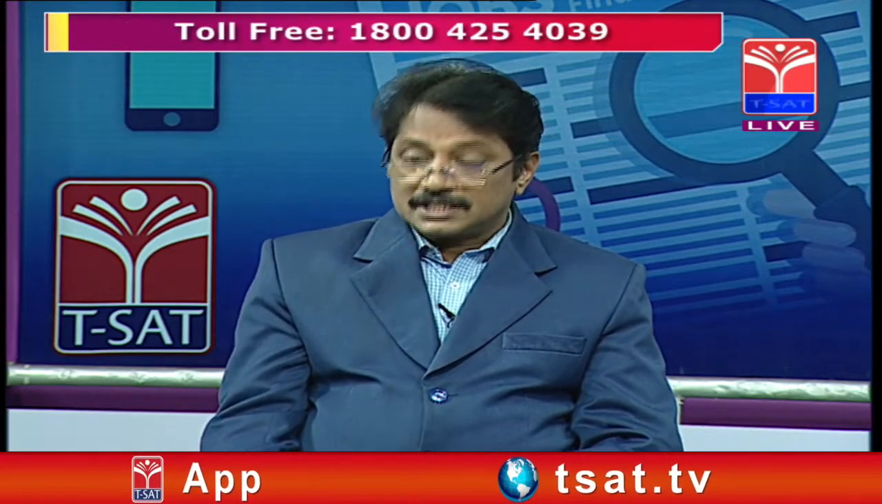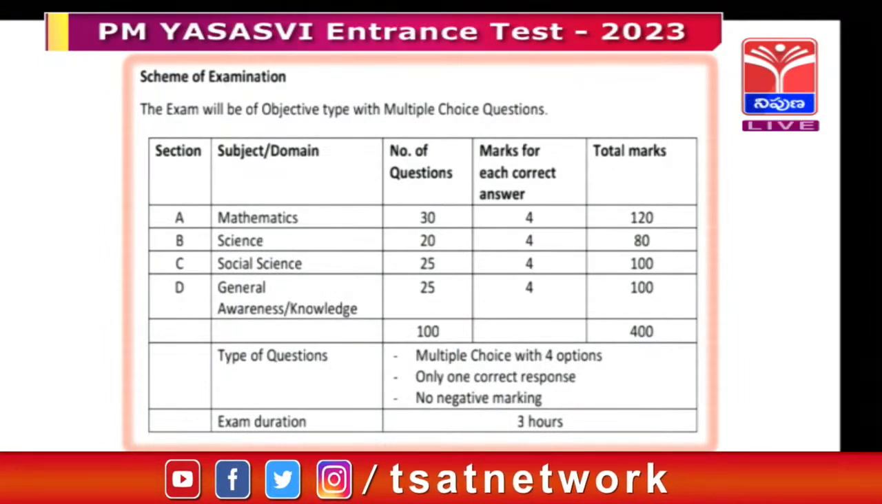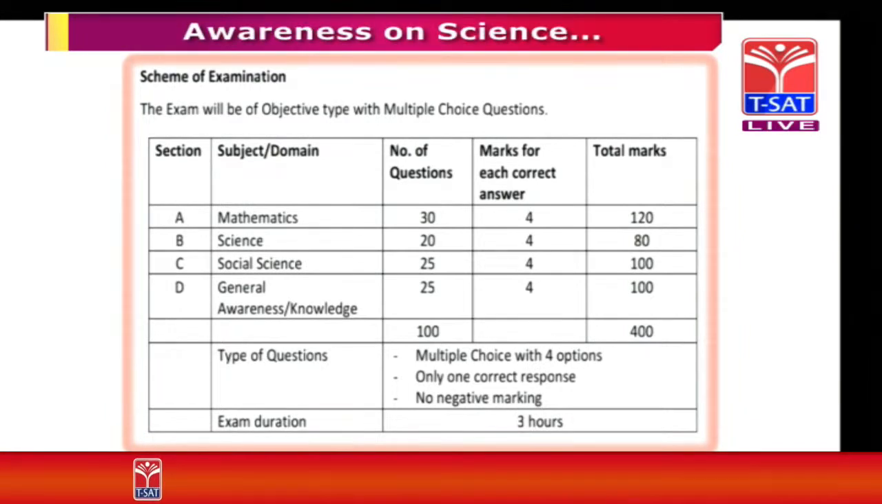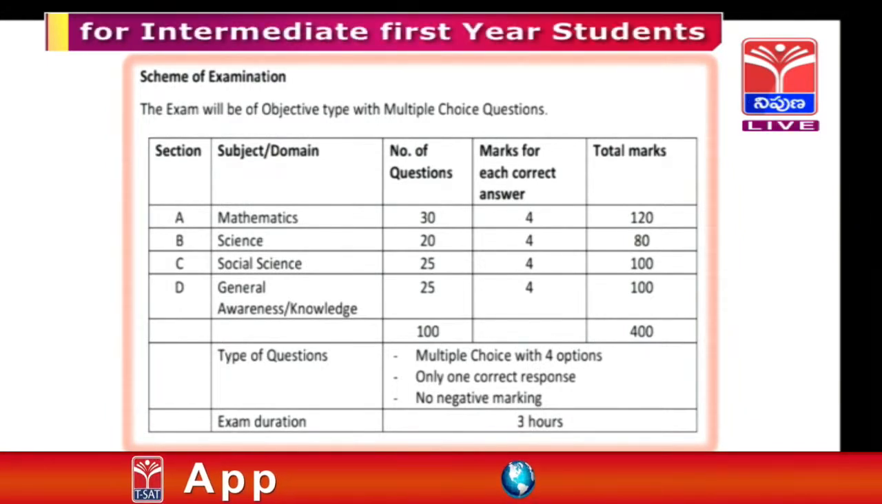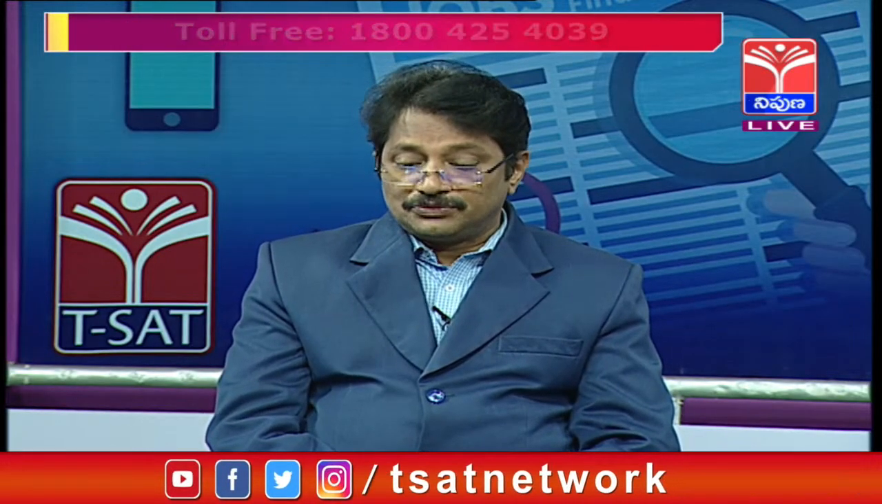These two experts will discuss the previous papers and different questions also. Just to see once again on the screen: mathematics 30 questions, each question carries 4 marks, 30 x 4 is 120. Science questions 20, each question 4 marks, 20 x 4 is 80 marks. Social studies or social sciences, 25 questions, 25 x 4 is 100. And general awareness or general knowledge, 25 questions, 25 x 4 is 100, totally 400.